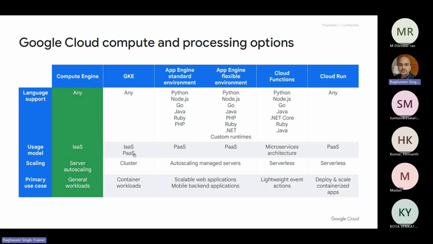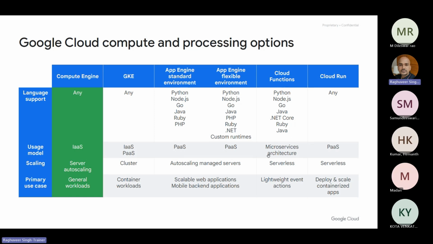GKE is both IaaS and PaaS because GKE is a managed Kubernetes service in which Google manages the master node, the control plane, and you manage the nodes, which is your actual cluster where all the nodes and pods and your containers are running. So it's both IaaS and PaaS service. App Engine is a PaaS service, a full, pure play PaaS service.